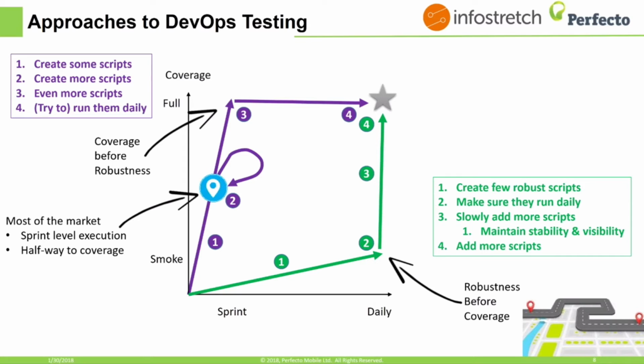to start small, create your few robust scripts, make sure that they run daily, and iteratively add more scripts into your test suite. And again, not everything needs to run as part of the CI unless you see that your CI is green with as many robust tests as possible. Only then, go add more tests into your suite.